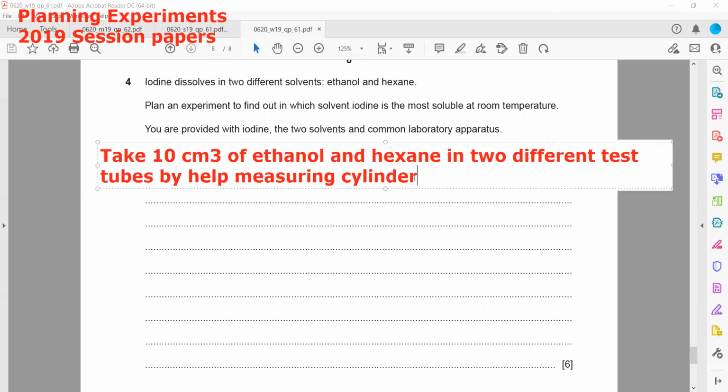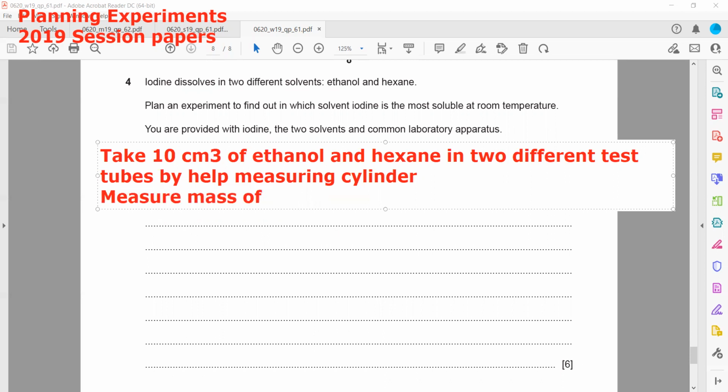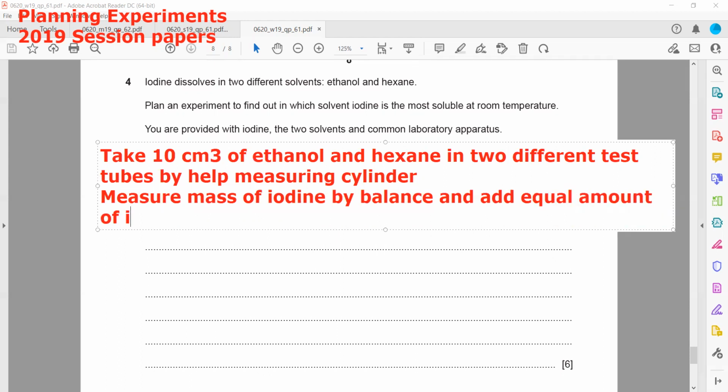So after that, we will measure the mass of iodine by balance, and we will add an equal amount of iodine in two different test tubes, in ethanol and hexane.